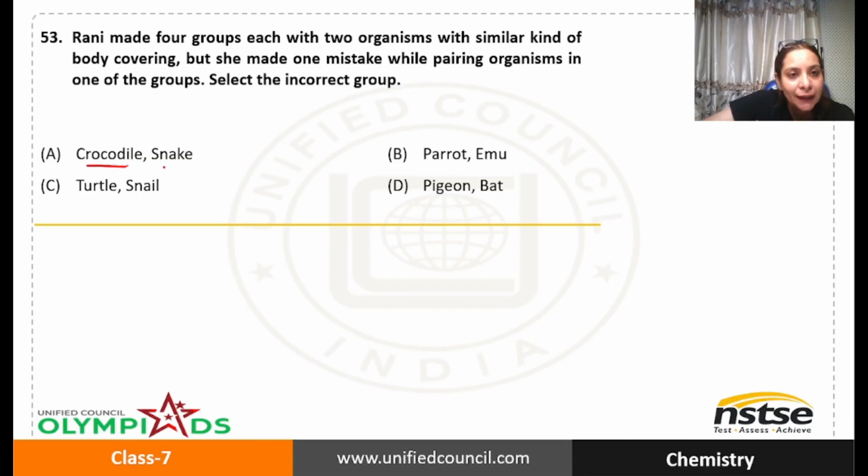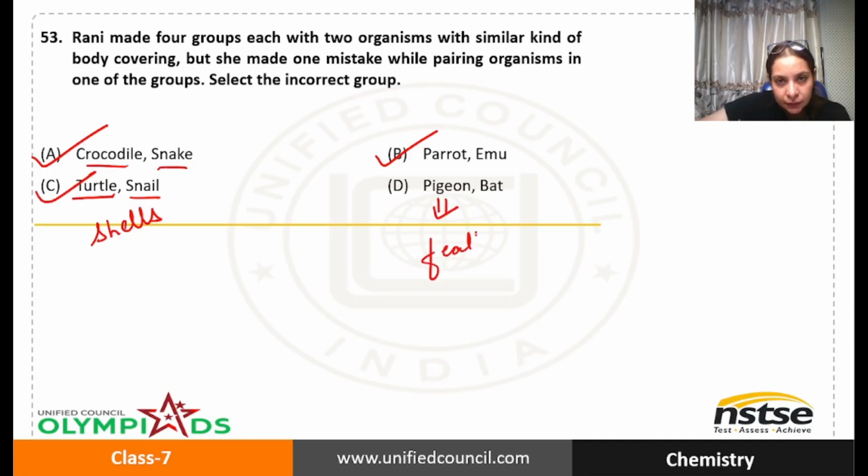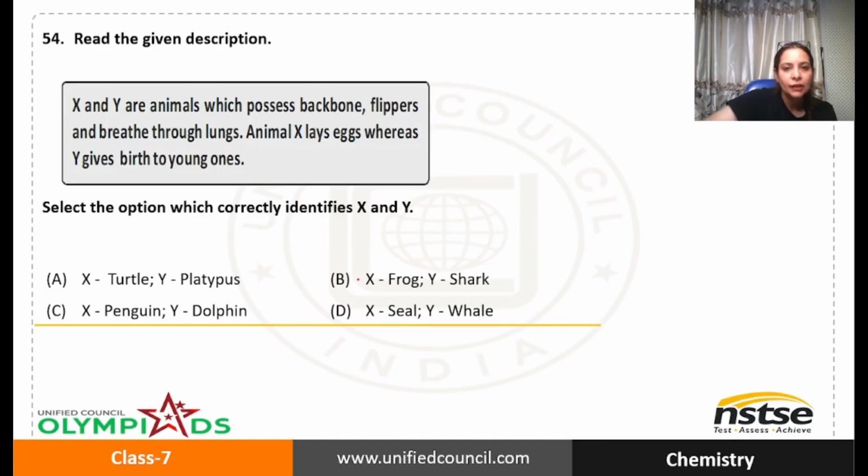Now if I talk about crocodile and snake, we know that both of them have scales, so this grouping is correct. Parrot and emu, their body is covered with feathers, it is correct again. Turtle and snail, both of them have shells over them, so again it is correct. But pigeon and bat, pigeon's body is covered with feathers whereas the body of bat is covered with hair. So the option which is grouped incorrectly is option D. Option D is incorrect.